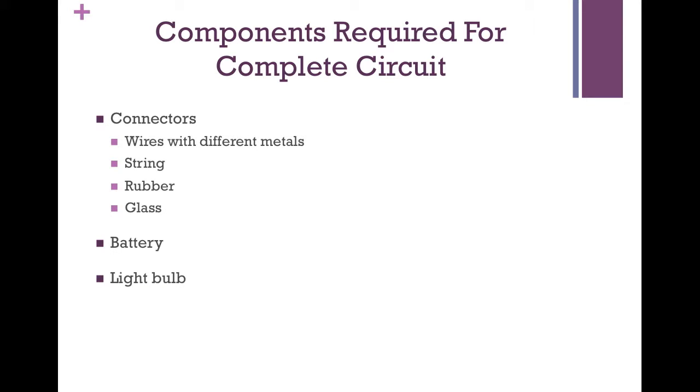Some components are required to complete a circuit. You will need connectors, and these are often wires with different metals, but we're also going to try to use string, rubber, and glass in our experiment. You also need a battery, or a source of potential, and a light bulb.